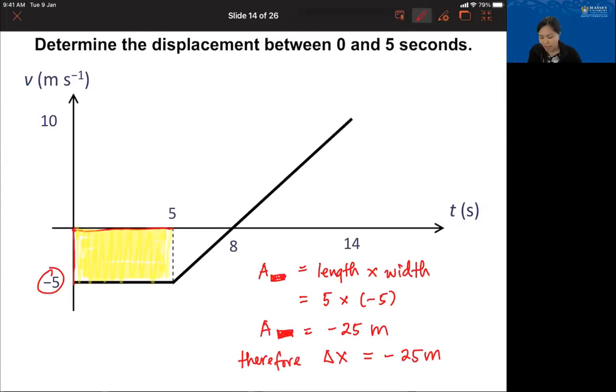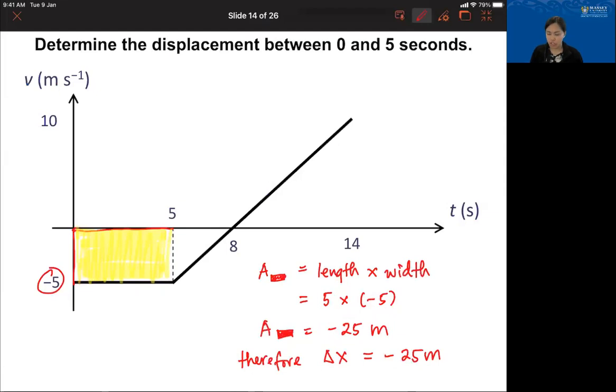Right. So in getting the area, it's totally up to you whether you put the negative sign in the width. Here in my calculation, I've included the negative sign, and that automatically gives you a negative number for your area. Or you can just use the actual width, which is 5 meters per second. Then in your final answer, just check whether the area is below the horizontal axis or above the horizontal axis. If it's below the horizontal axis, then you know that your area will be negative, your displacement will be negative.